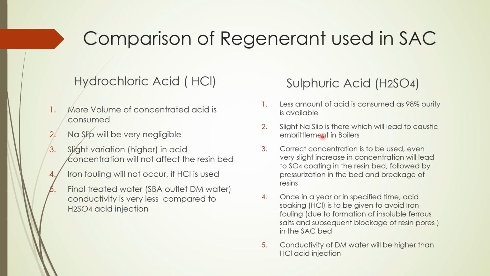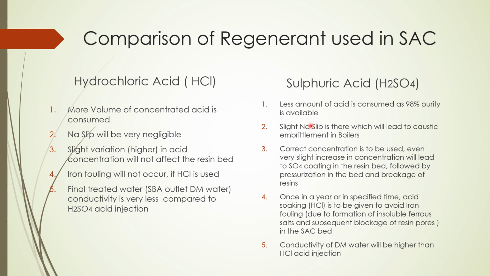If H2SO4 is used, slight sodium slip will be there, which will lead to high pH and conductivity in the SAC outlet water. Also, sodium slip will cause caustic embrittlement in boilers. If hydrochloric acid is used, slight variation in the acid injection concentration, even if it is higher, will not affect the resin bed.